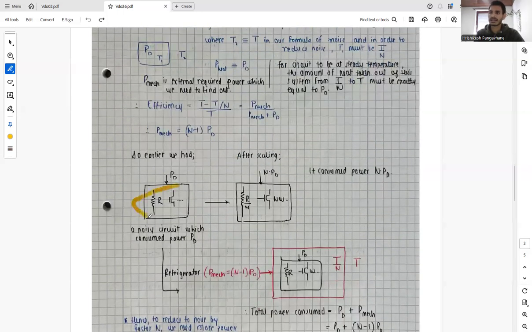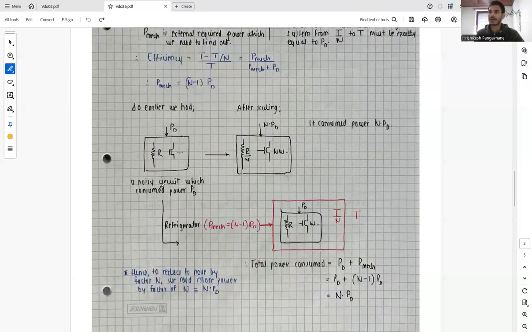So what we had earlier is a circuit with components, driving or dissipating a power of PD, and the noise of the circuit which consumed power PD is given by this square. After scaling, it consumes a power of N times PD, the impedance becomes R by N, and the width of the MOSFET can be realized by N times the width. So this is the scaling we discussed earlier.